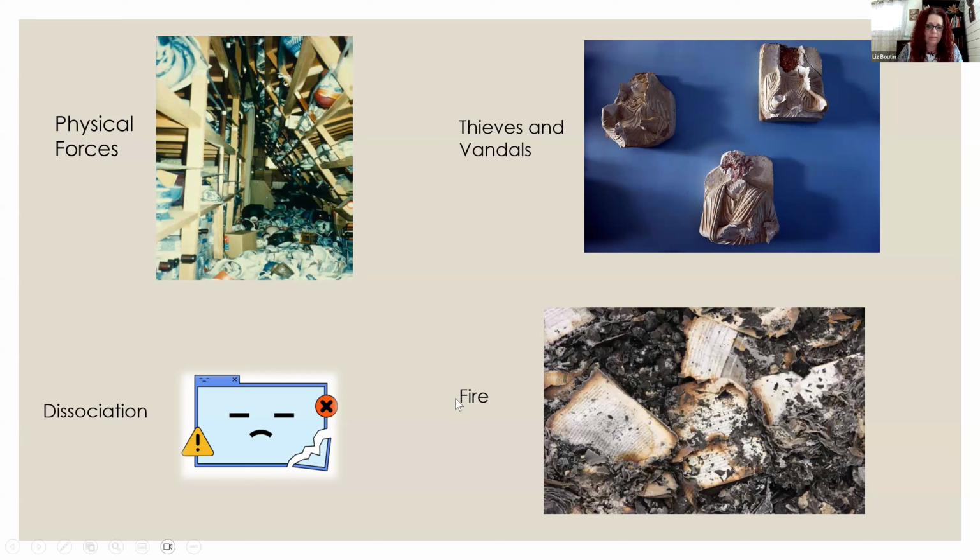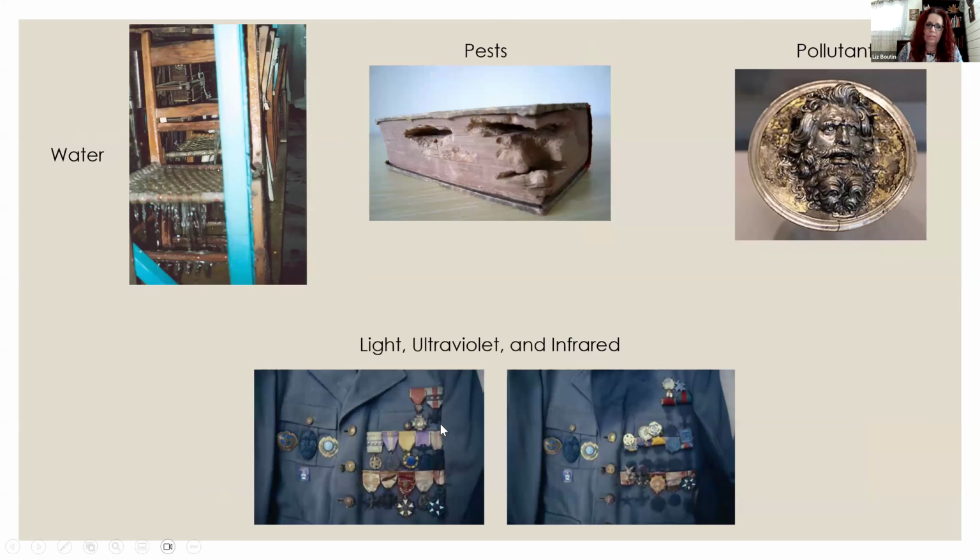Fire, of course, is one of the agents. Water, of course, is another one. The picture there must have been taken during wintertime because you have ice hanging off of the chairs. Pests, such as insects, vermin, birds, and animals, including mold, which is considered a pest. Pollutants, like air quality, can cause, for example, tarnished silver.